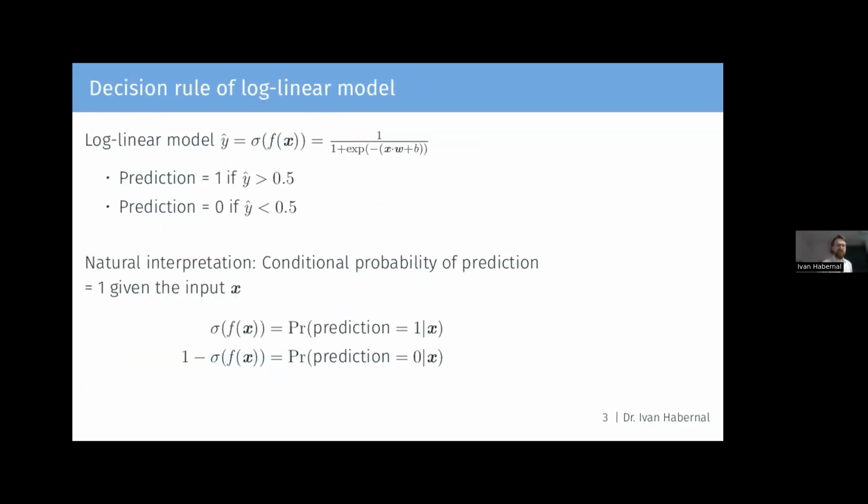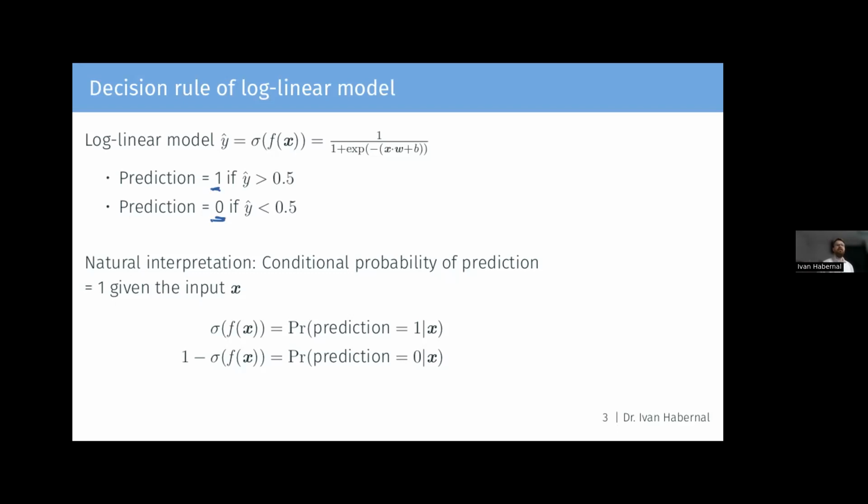And I guess we had this decision rule as well last time. So basically, we're saying what comes through the sigmoid, if it's larger than 0.5, we say, I mean, we're basically rounding. So if it's bigger than 0.5, it's positive, or the prediction is 1, and if it's smaller than 0.5, it's 0. And then we have this nice interpretation, which gives us basically the conditional probability. So we can interpret this as the probability of the prediction being 1 given X.